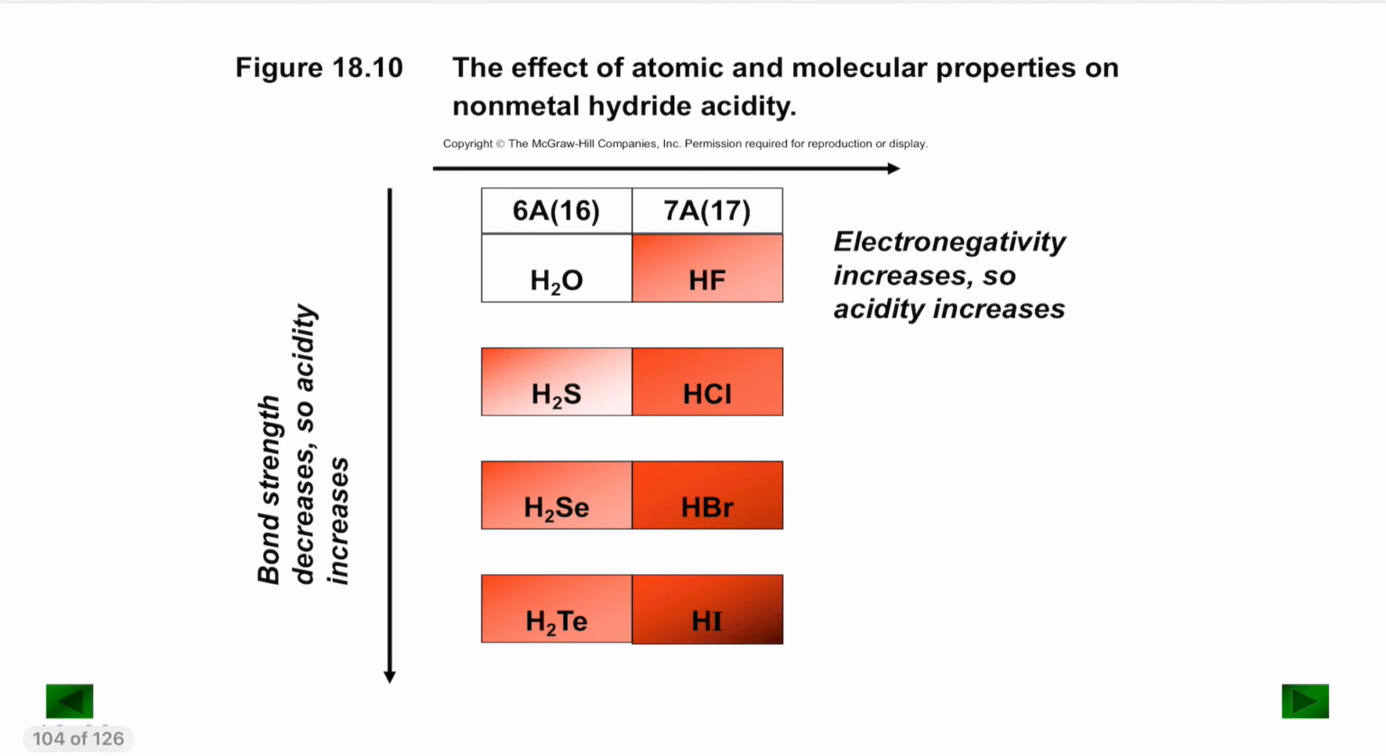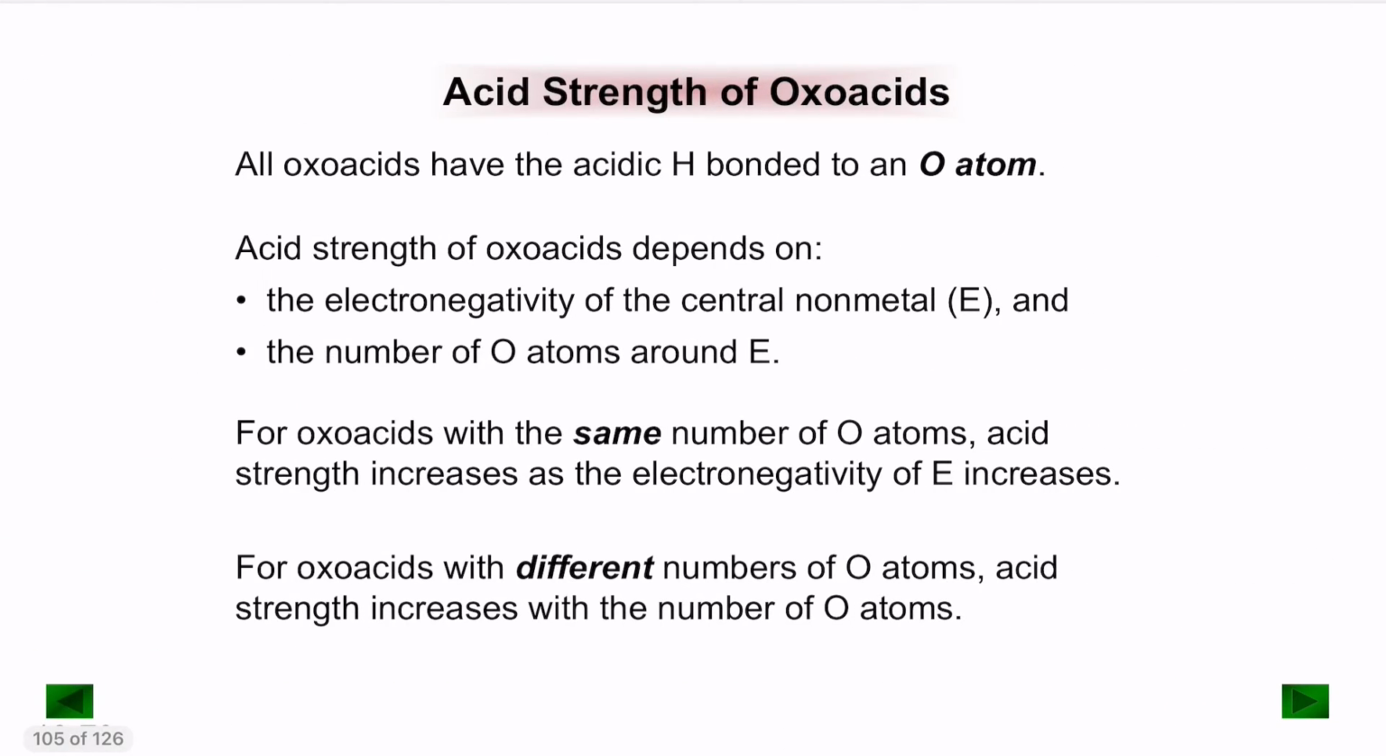So in the period, electronegativity increases, so acidity increases. In the group, bond strength decreases, so acidity increases. So next, let's talk about the acid strength of oxo acids. All oxo acids have the acidic hydrogen bonded to an oxygen atom.